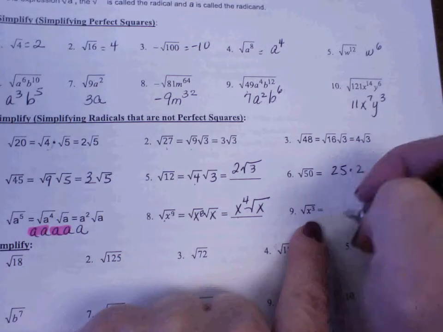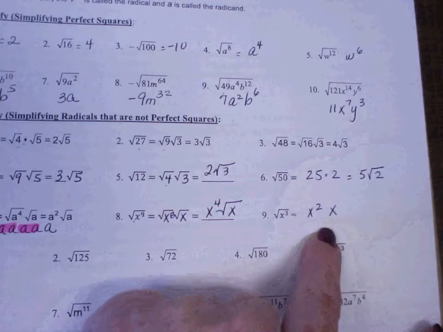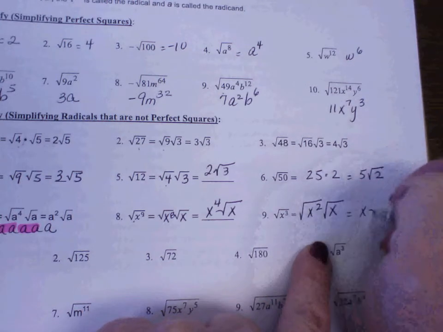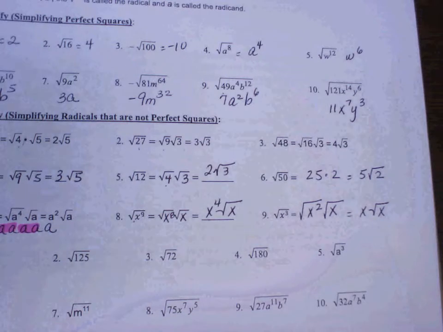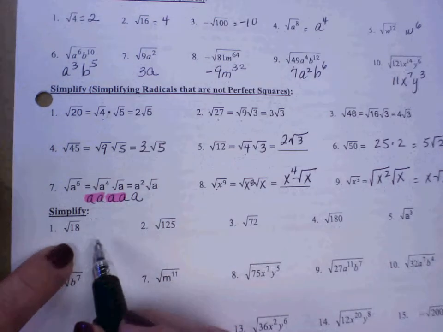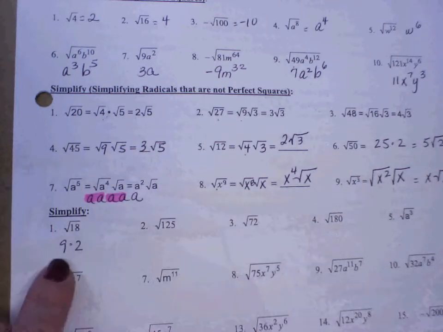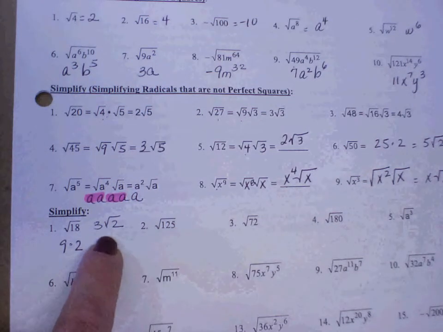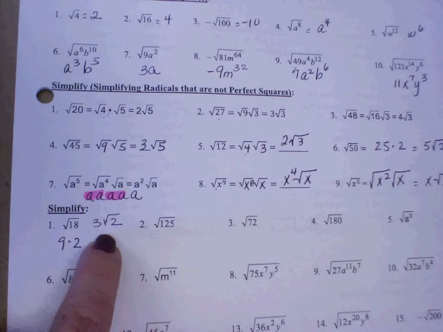All right, what about this one? x squared and x. Very good. What's the square root of x squared? x, and then the other x stays in. Yay or nay? Yes? All right. 18. 9 times 2. What's the square root of 9? 3, and then 2 stays in. Are we getting it? You sure?